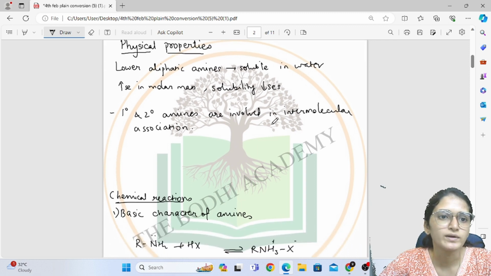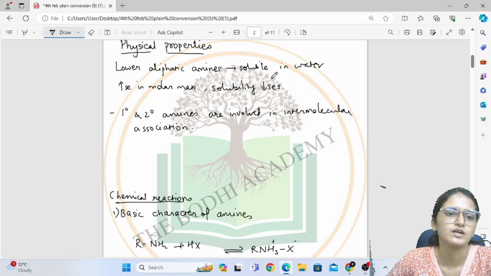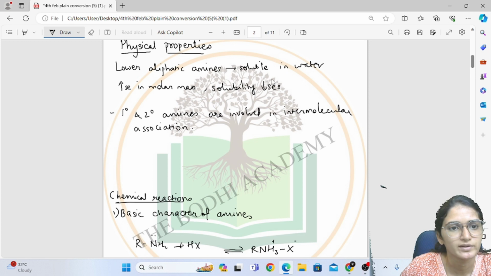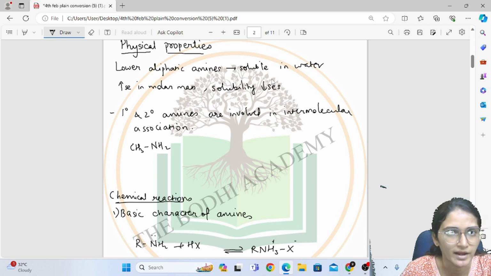Then lower aliphatic amines are soluble in water. As we have discussed in our previous parts also, they are soluble in water because they have a tendency to form hydrogen bonding. Suppose you take one example of amine, CH3NH2. This is a primary amine, a lower aliphatic primary amine. Here there are two hydrogens attached to nitrogen which are responsible for the hydrogen bonding, and that's why you can see solubility in water.